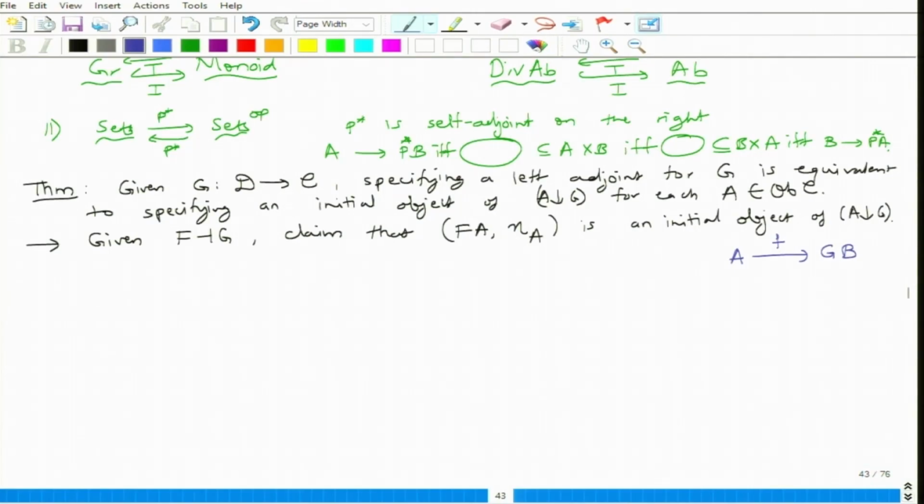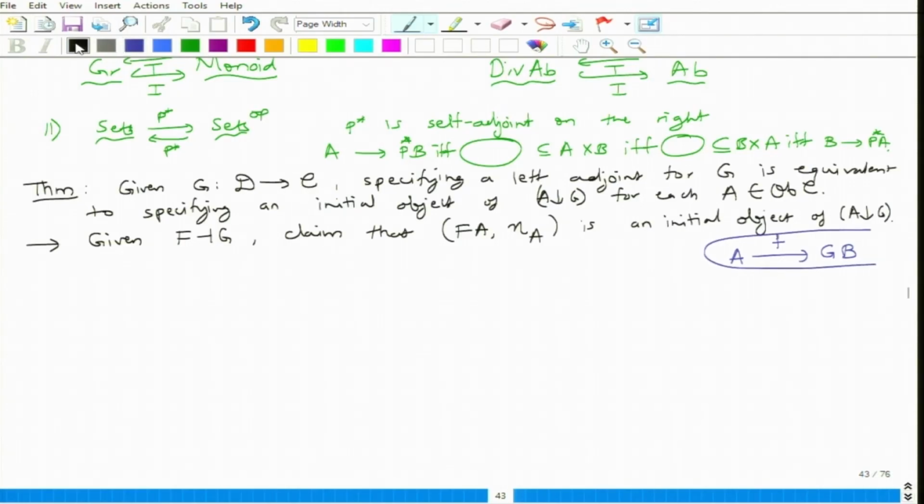So this object is called B comma F. The object is B comma F, but F is a morphism from A to GB. That's the underlying meaning. Okay, so, I mean, this is just an aside. Don't worry about this. Let's come back to the main proof.